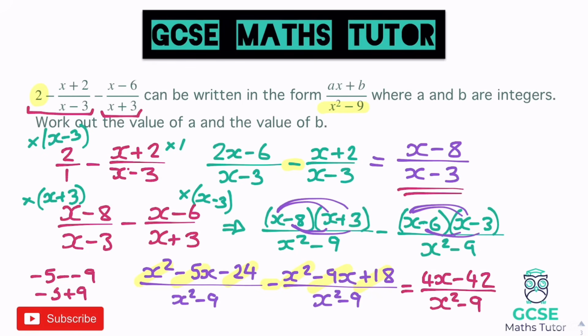Now it says work out the values of a and b. So a is our number here in front of x, so a is 4. And b is our number at the end there, which is negative 42. So b equals negative 42. There we go, so technically they are our answers there. That's what the question was asking for, working out the values of a and b, even though, you know, here is our sort of final algebraic fraction that we've got. Our actual answers are just up there. A is 4 and b is negative 42.